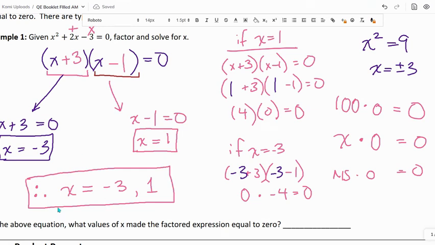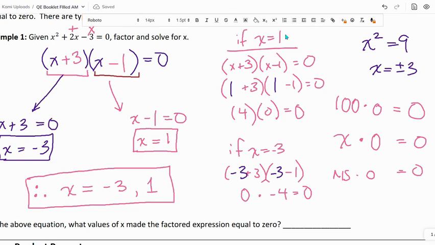And so in this case, instead of saying x equals negative 3 and x equals 1, we can just use a comma and say, therefore, x equals negative 3, comma 1. There are two solutions that we found.